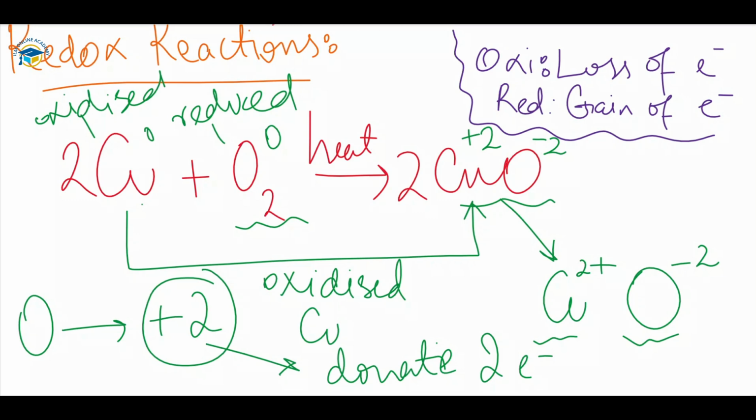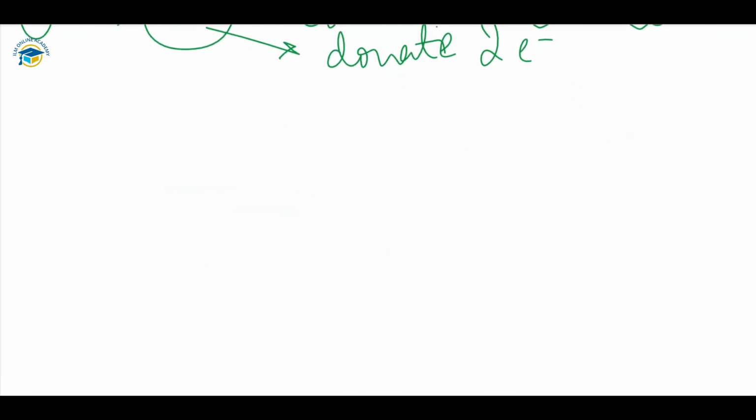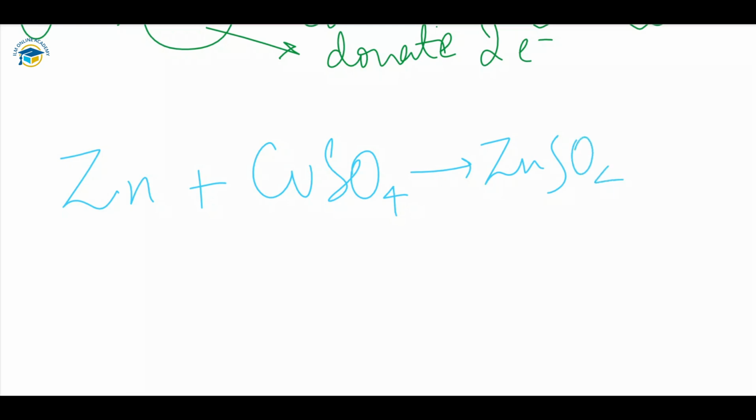I have another example related to this new definition that increases the number of reactions that we call redox reactions. Here there is no transfer of oxygen included, but this one is the best ionic equation for the loss and gain of electrons. Like we have zinc plus copper sulfate that forms zinc sulfate plus copper.